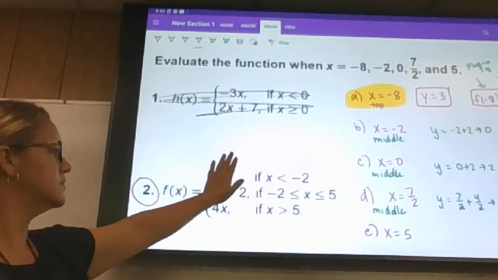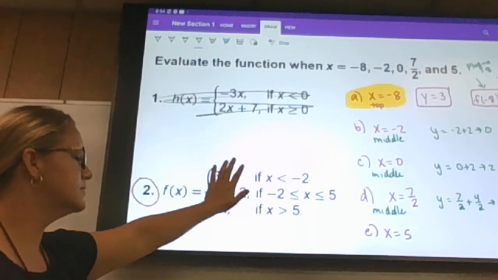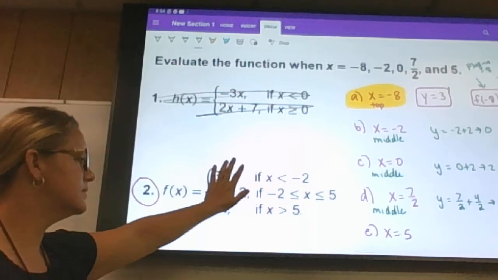Okay, Isabella, x equals 5, top, middle, or bottom? Middle.